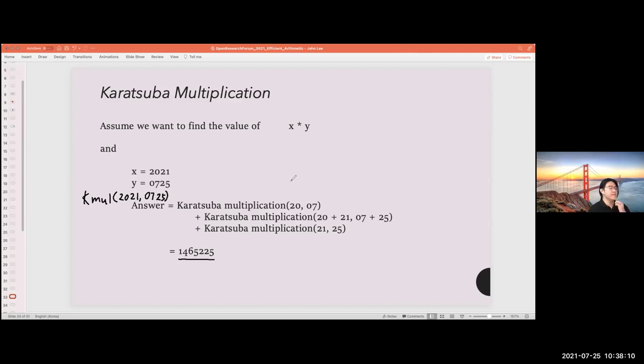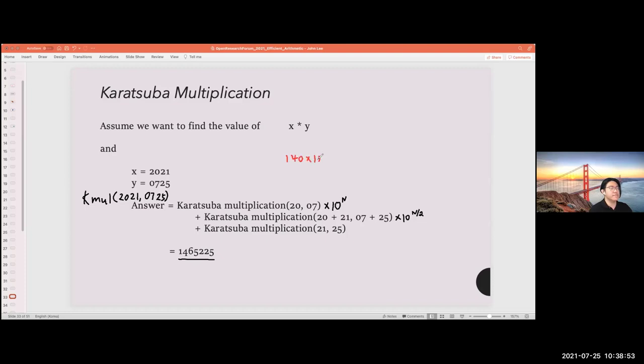this number right here, 1,465,225. Times 10 to the power of n, times 10 to the power of n over 2. Okay. And let's try evaluating this manually. I mean, we can use the calculator, but let's try to do this manually and see if we can get this result. So if we do a Karatsuba multiplication on 20 and 07 again, then we have 140.